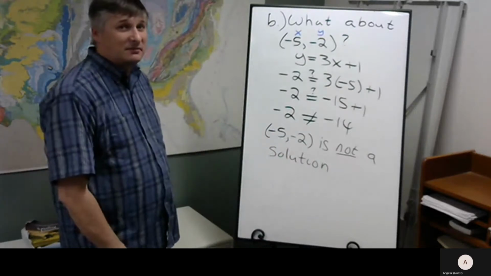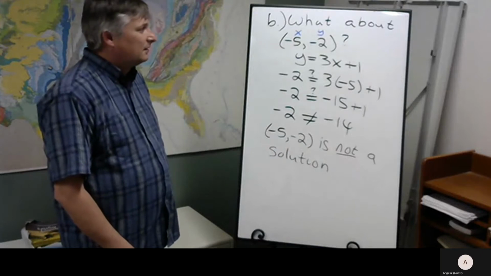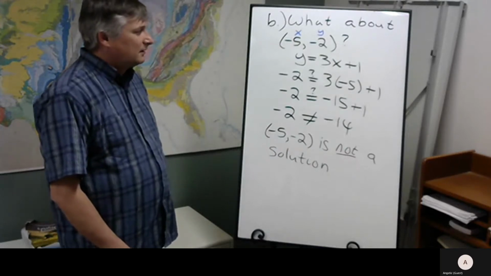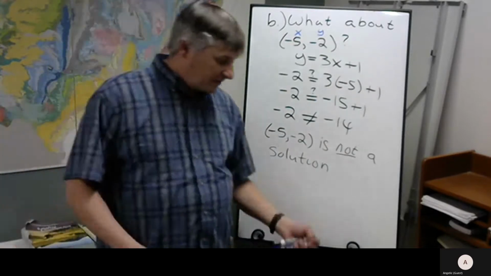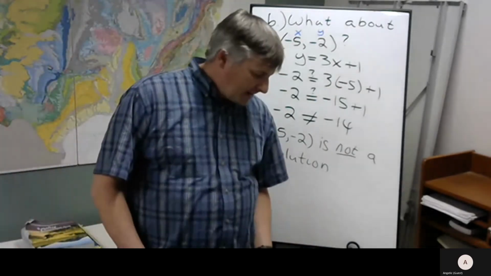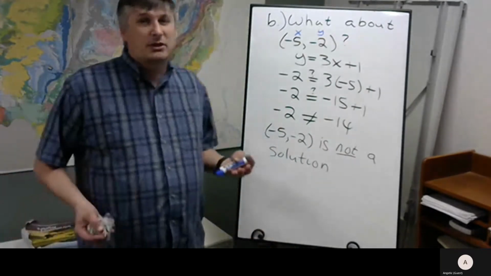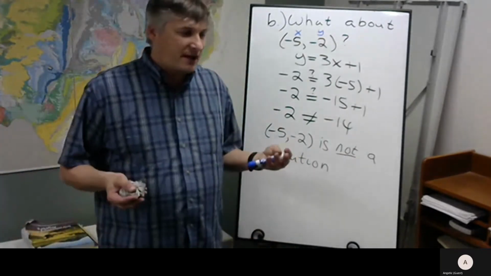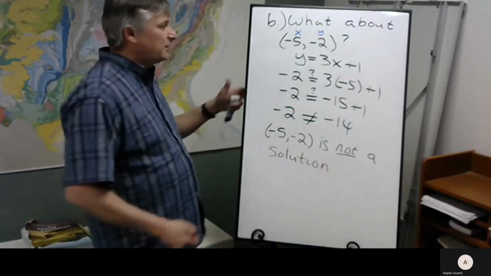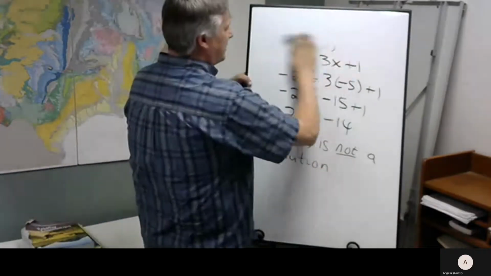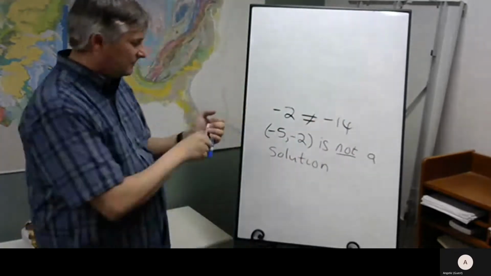Questions about that? All right. So that's the whole business with verifying solutions. Now what we can do is also generate ordered pairs. We're not just stuck having to test if something works or not. So we can create ordered pairs for a particular equation.